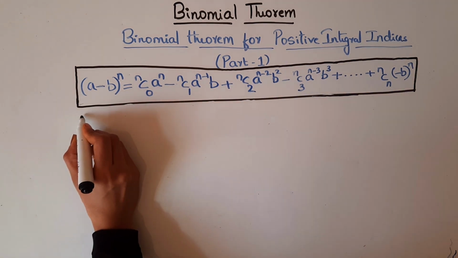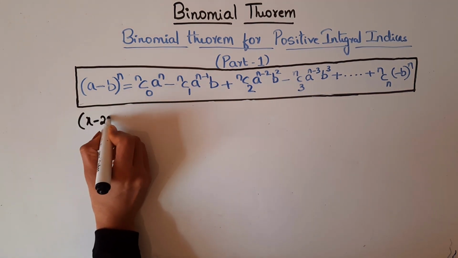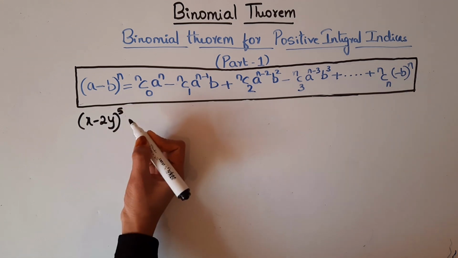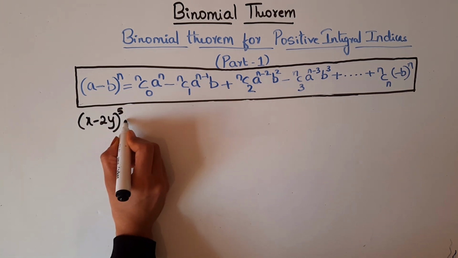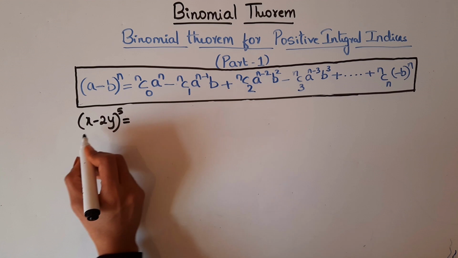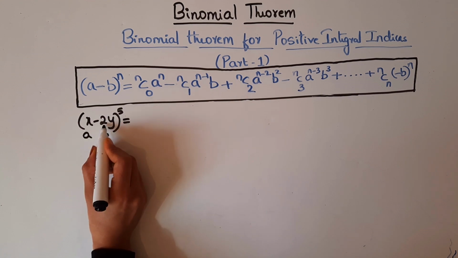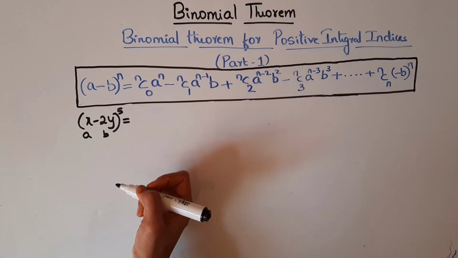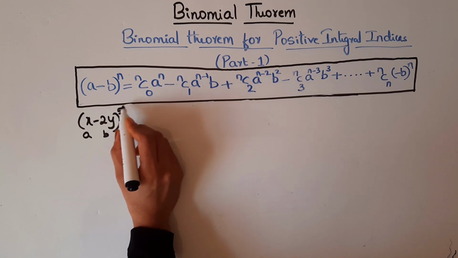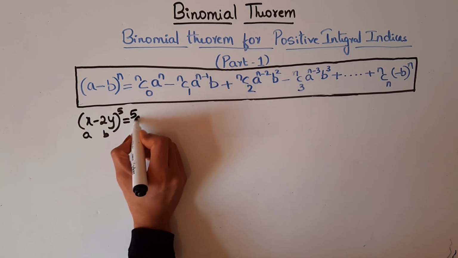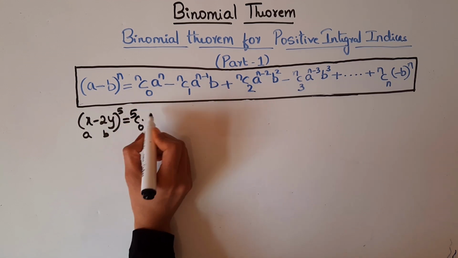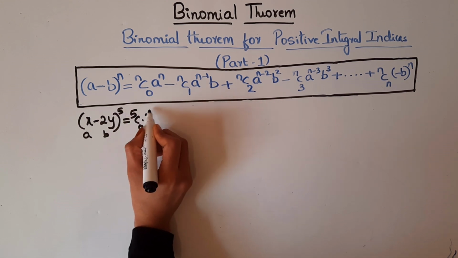Let me give an example. Let's say we have the binomial expression x minus 2y to the power 5. So how do you expand this? Here a is x and b is 2y. Let's put this formula, right? So here n is 5. So 5c0 into a, a is x, so x power n, that is x power 5.